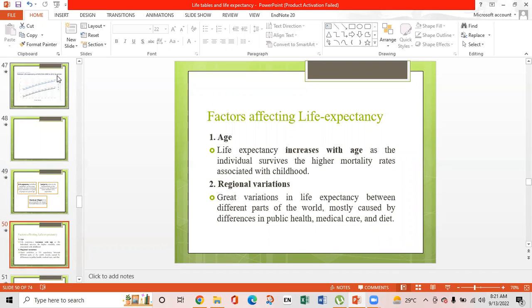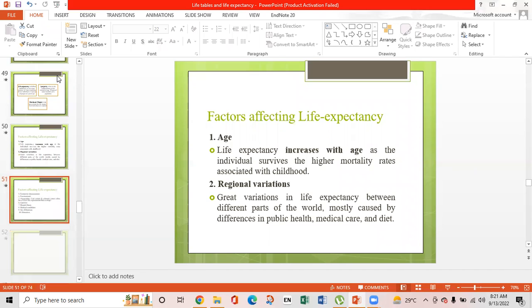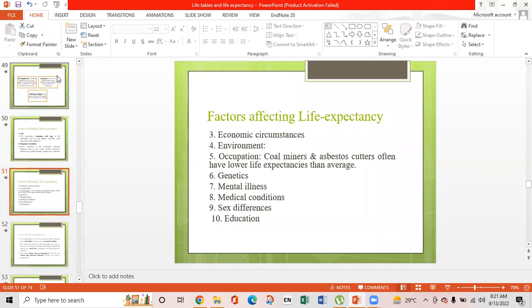Factors affecting life expectancy: age. Life expectancy increases with age as the individual survives the higher mortality rates associated with childhood. Regional variations: there are great variations in life expectancy between different parts of the world, mostly caused by differences in public health, medical care, and diet. Other factors are economic circumstances, environment, occupation, genetics, mental health, medical condition, sexual differences, and education.